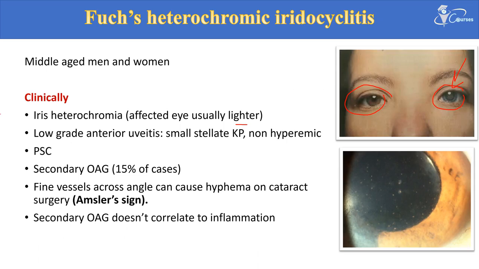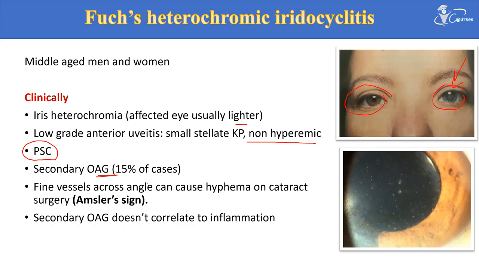Those patients will have low-grade anterior uveitis with small stellate keratic precipitates. There is no hyperemia, so those patients also will have a more quiet eye. It is very common for those patients to have cataract, and the most common cataract is the posterior subcapsular. It was asked before. They could develop chronic open angle glaucoma in 15% of cases.